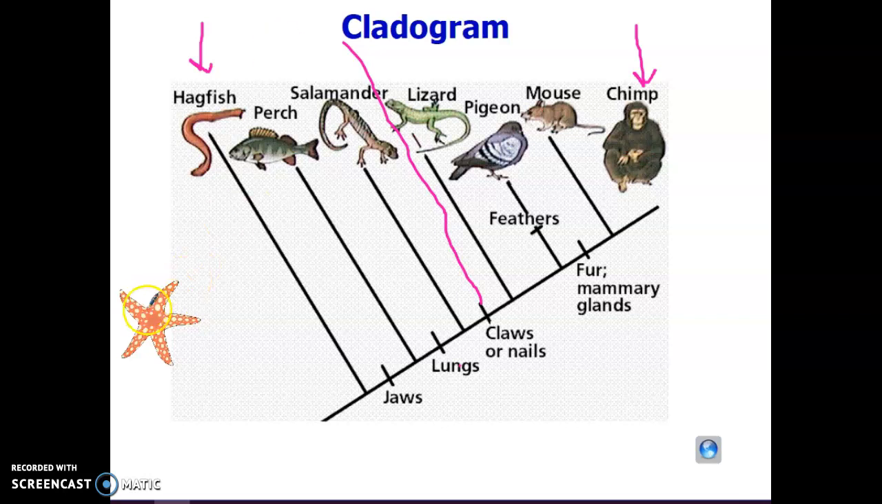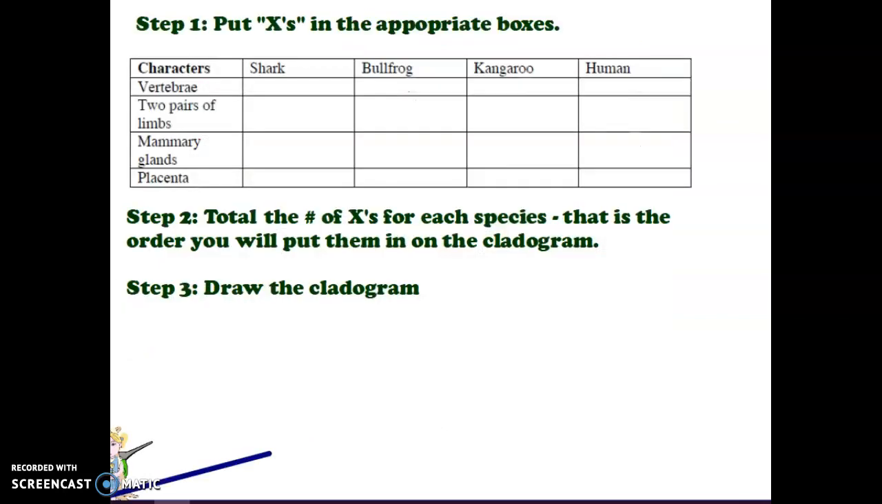Now, the reason the starfish is up here is, if you know anything about the animal kingdom, the starfish is the last animal that is an invertebrate. That means she does not have a backbone. So, therefore, this would be the ancestor to all of these that do have a backbone. All right, so let's give this a try.